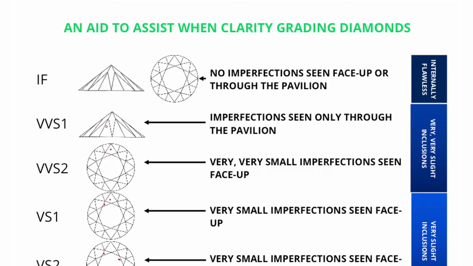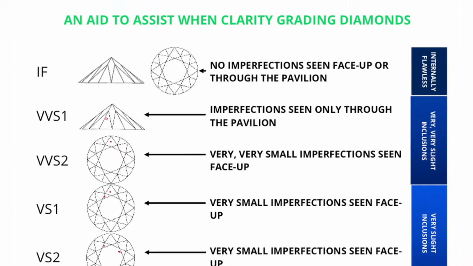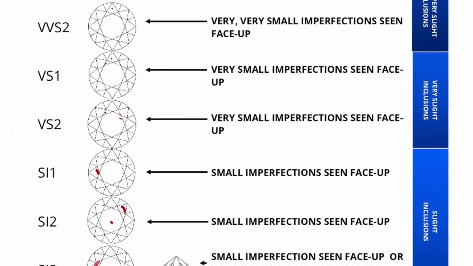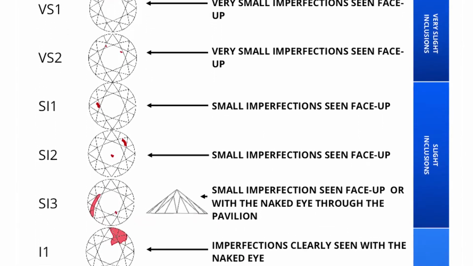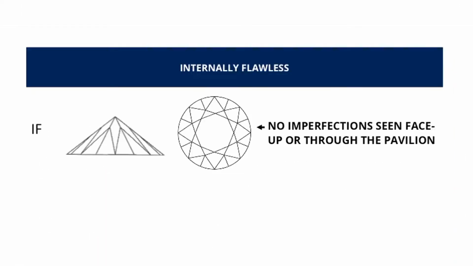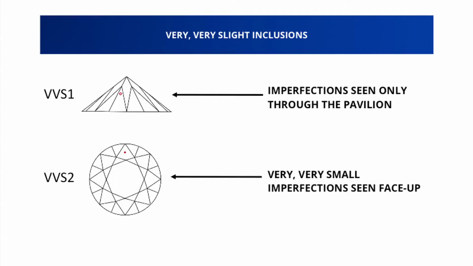I want to explain to you the clarity grading system. We effectively have 11 grades, and they are broken down into subcategories. For instance, internally flawless has its own category. VVS1 and VVS2, the VVS stands for very, very small inclusions. 1 and 2 is another category.